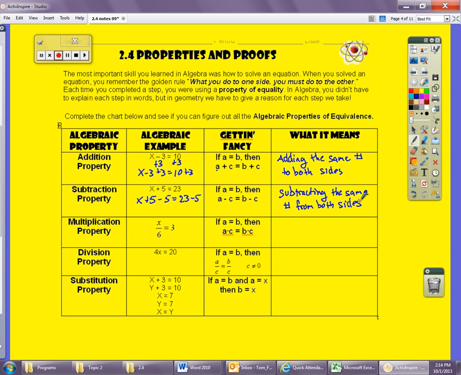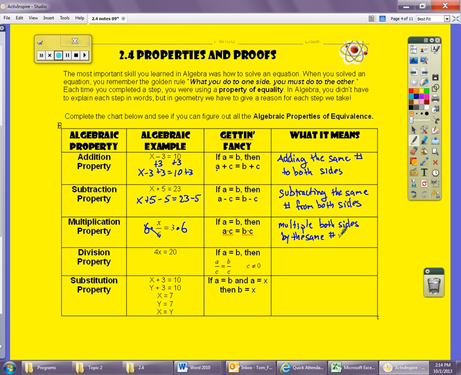Now with the multiplication property, if x divided by 6 equals 3, we want to multiply this side by 6, multiply this side by 6, so that we get x equals 18. So we can multiply both sides by 6. Once again, getting a little bit fancy with our letters, if a equals b, then ac is going to be equal to bc. What it really means is we can multiply both sides by the same number.